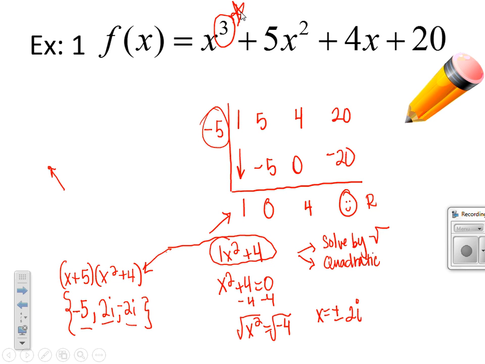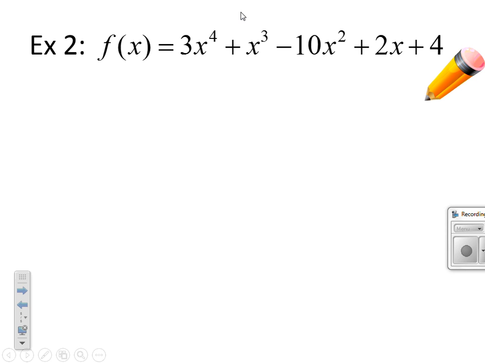All right, let's try another one. All right, here we go. F of x equals 3x to the 4th plus x cubed minus 10x squared plus 2x plus 4.